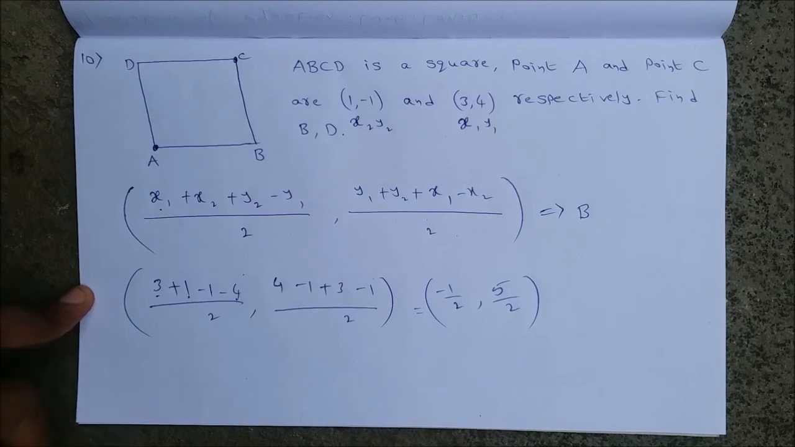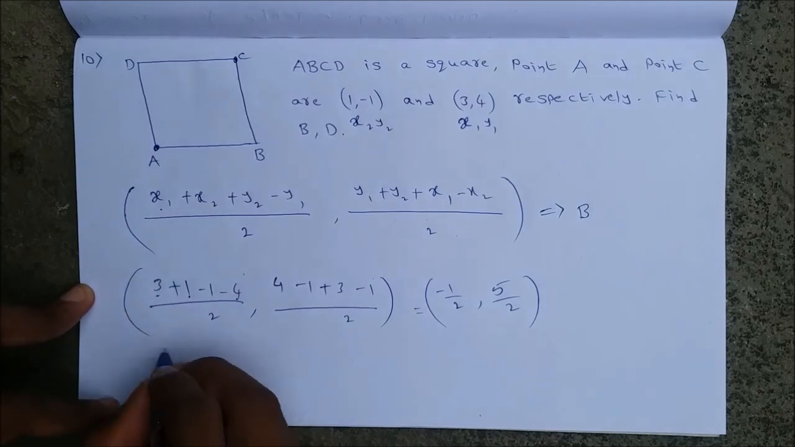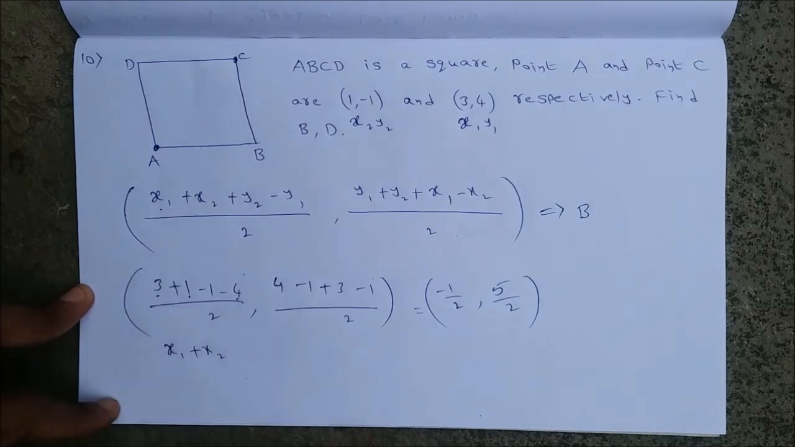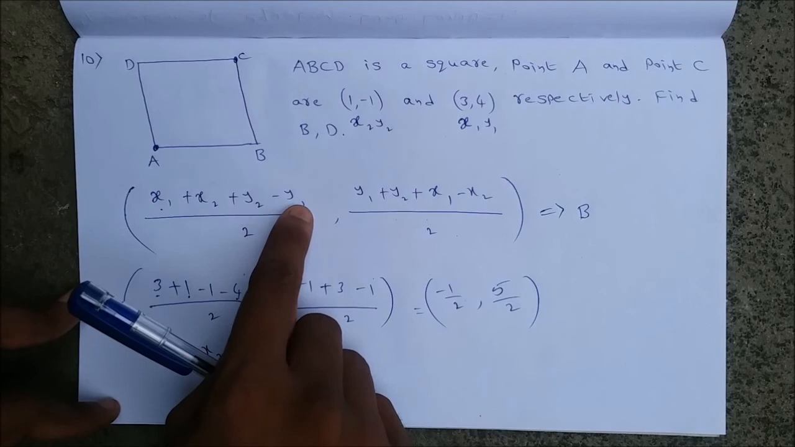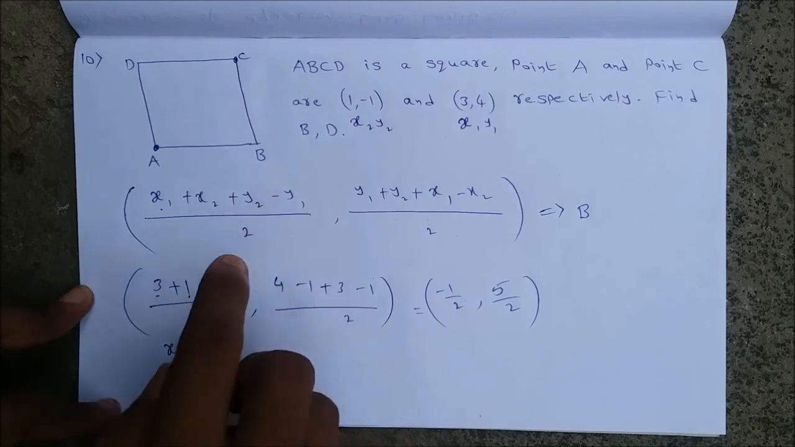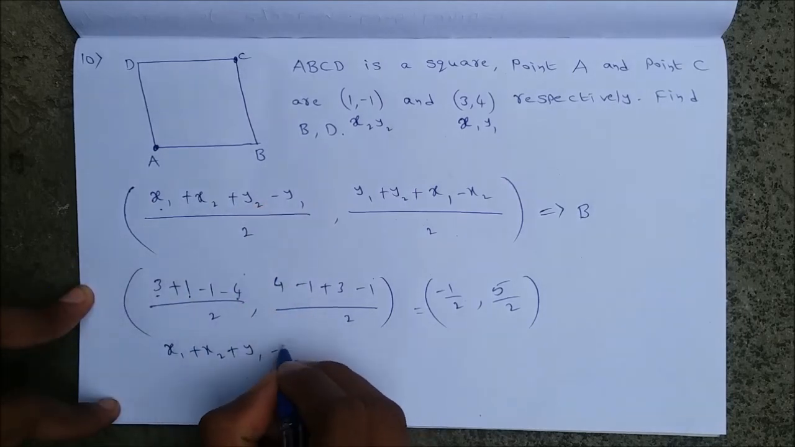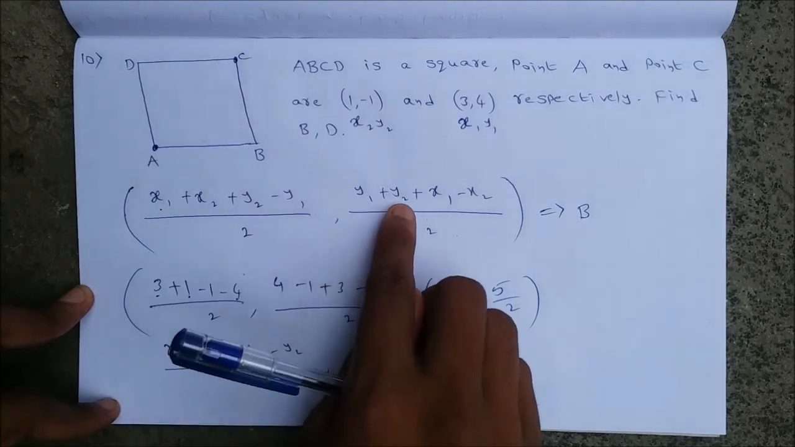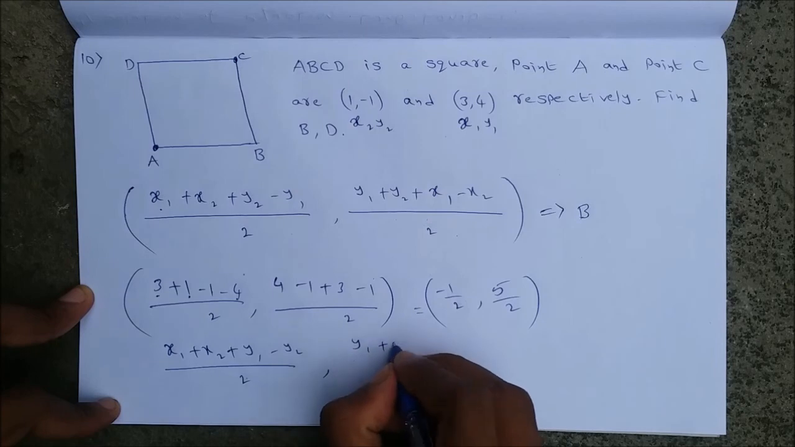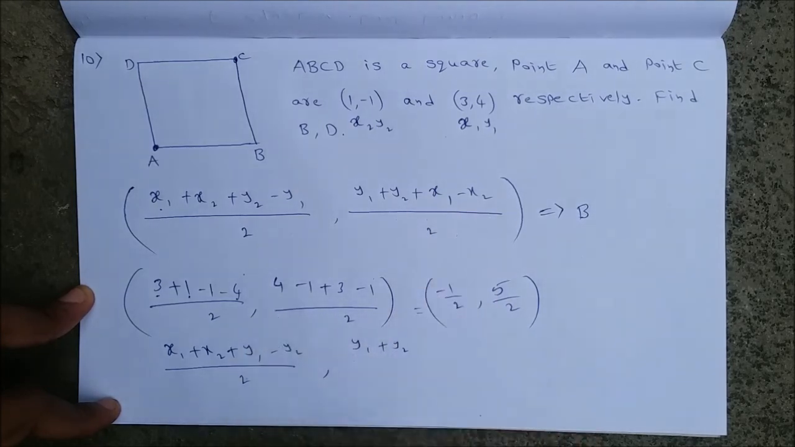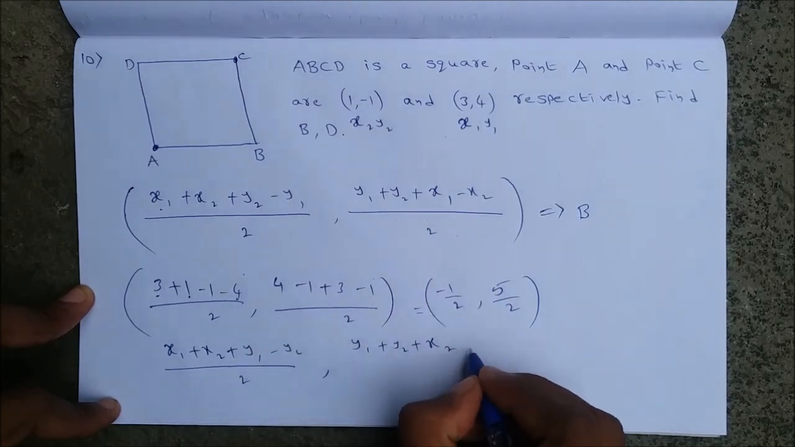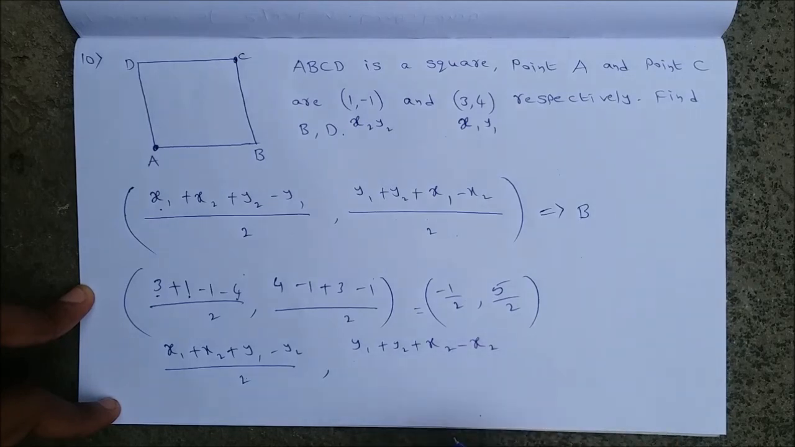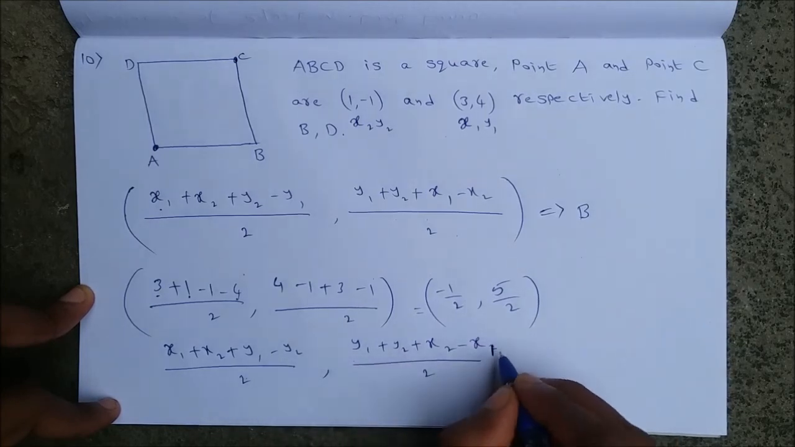Next, to find the point D, just a small change. x1 plus x2 as it is. Now interchange the subtraction. y2 minus y1, here you keep it as y1 minus y2 divided by 2, comma, y1 plus y2 as it is. Here x1 minus x2 is there, so just exchange it as x2 minus x1 divided by 2.